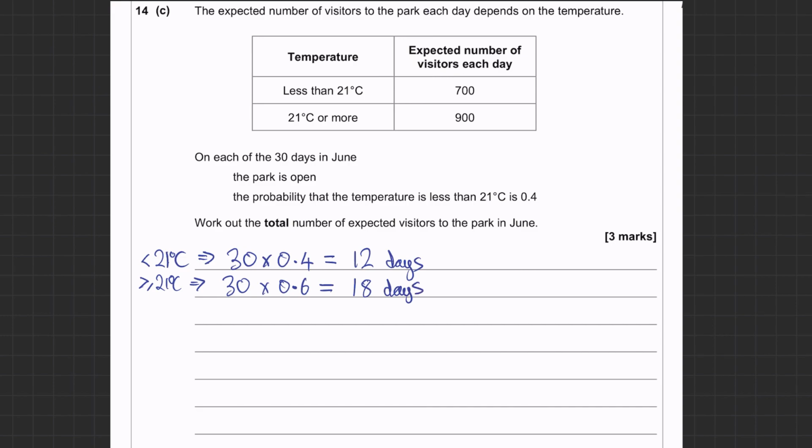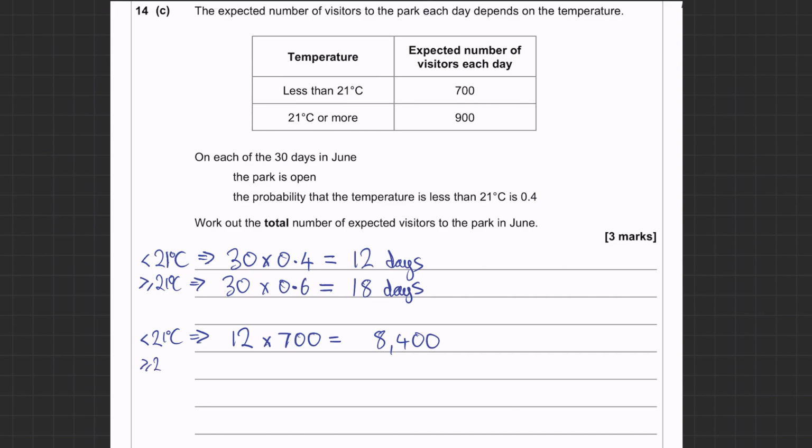So now we know what the temperature will be over the month. There'll be 12 days for less than 21 and 18 days for more than or equal to 21 degrees. We now need to figure out the total number of expected visitors to the park in June by working out how many people will come during each set of temperature days. So for less than 21 degrees, we've got 12 days where there'll be 700 visitors. So 12 times 700, which is 8,400.